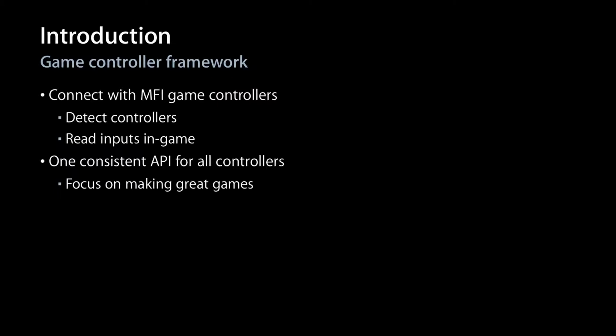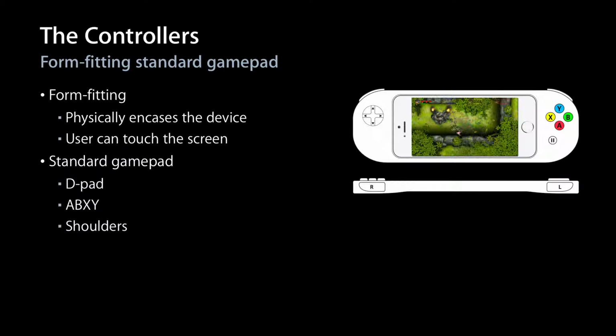The second piece is for you guys, probably. It is a framework for developers like you to be able to add support for game controllers into your games, right? So it's a pretty simple API. It lets you detect the controllers, connect with them, and then just go and sample the inputs that are coming off them. And the goal of this framework is consistency. We want developers to be able to take advantage of one consistent central API for all of the controllers, regardless of vendor, so that you can all just focus on making great games instead of dealing with vendor-specific differences in the controllers.